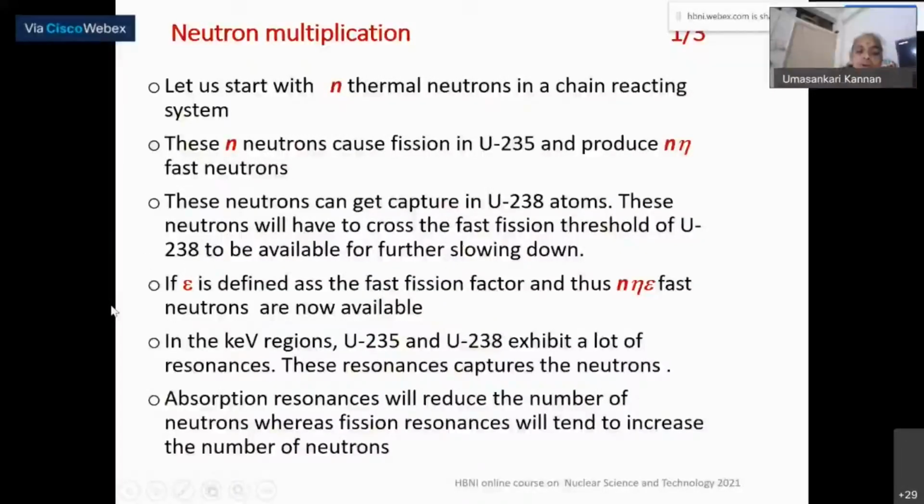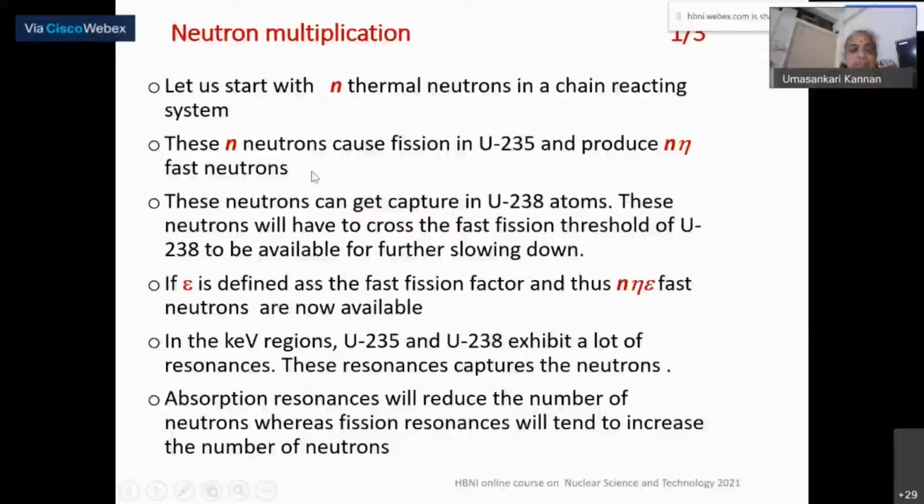Now we were talking about this neutron chain reaction, or neutron multiplicity. So let us start with n thermal neutrons in a chain reacting system. Let us assume a volume consisting of fuel and moderator, and let us start with n thermal neutrons, which is the figure I was showing you. These n neutrons can cause fission in uranium-235. They produce n times eta fast neutrons. This is what we saw, that eta is the regenerative factor. So if we start with n neutrons, after fission I will get n eta fast neutrons.